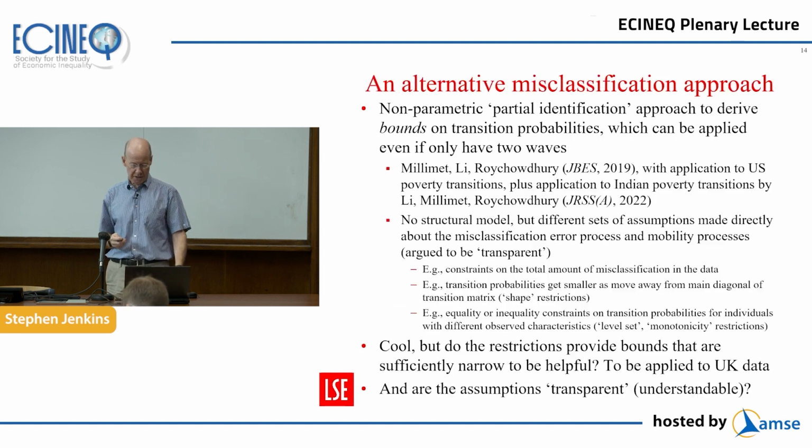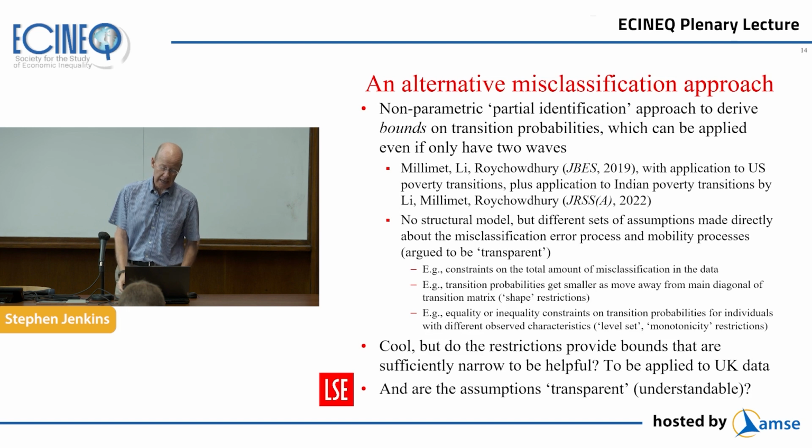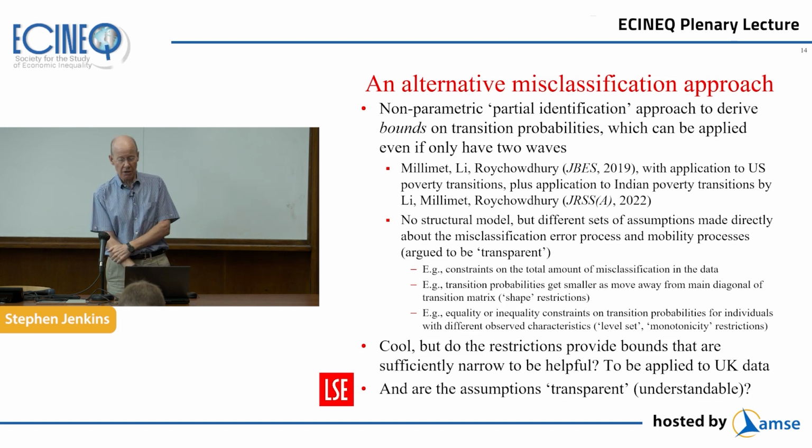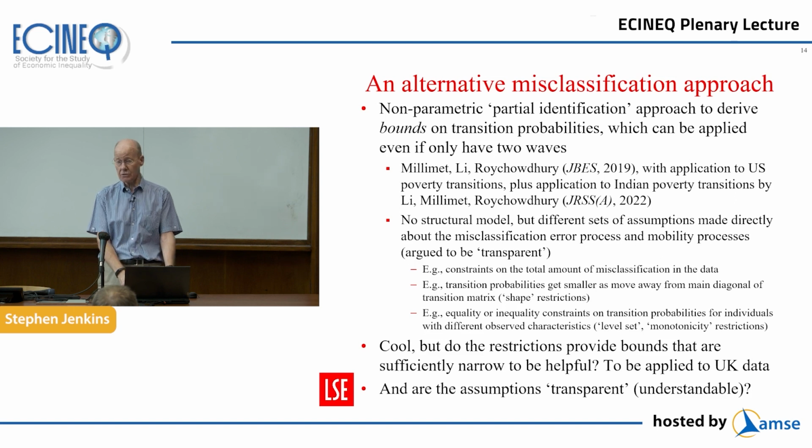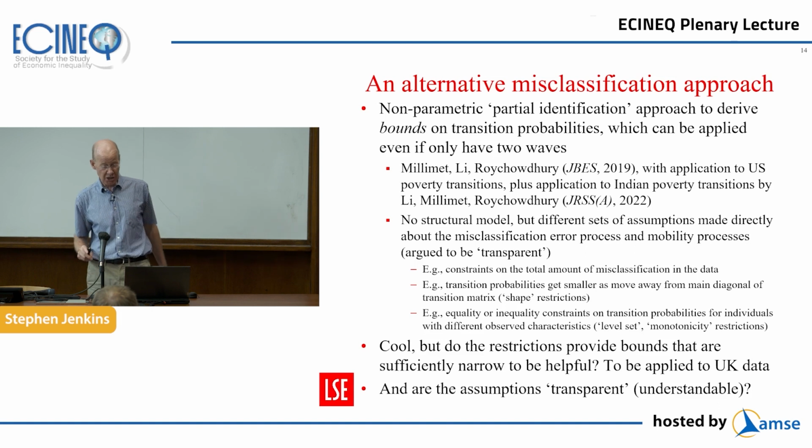Well, of course, I'm not first in this area, and a first approach that you might take has been led by Dan Millimet and his colleagues, where you take a bounds approach. So the idea is non-parametric, so-called partial identification rather than a point identification approach. What you do is derive bounds on transition probabilities, and you can do this even if you've only got 2 waves. I haven't done it yet, it's sort of on the agenda.